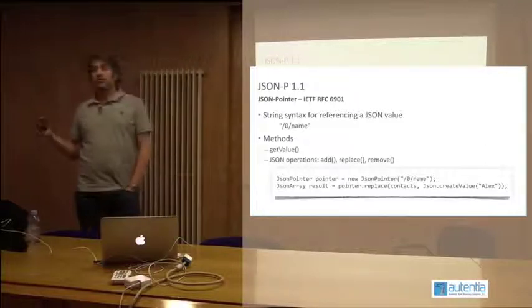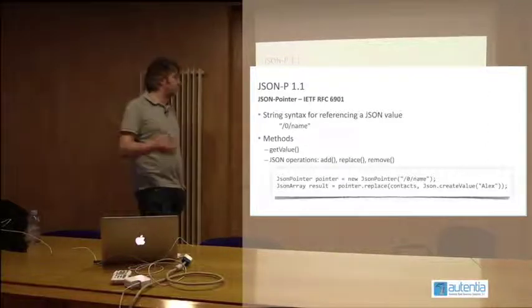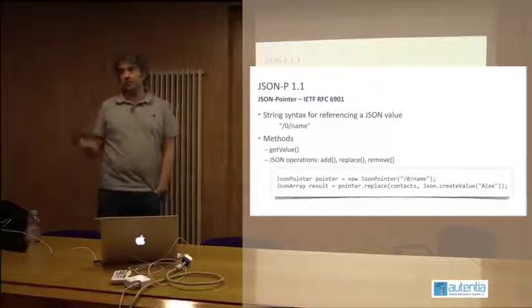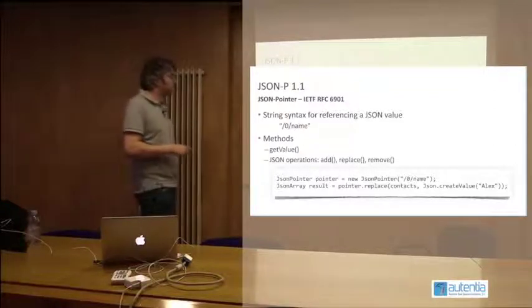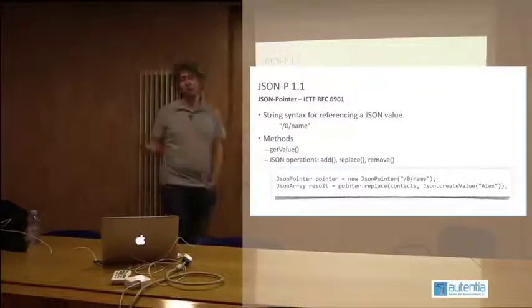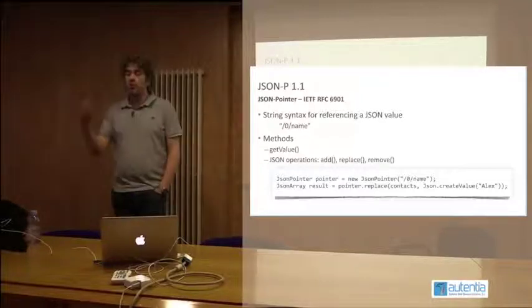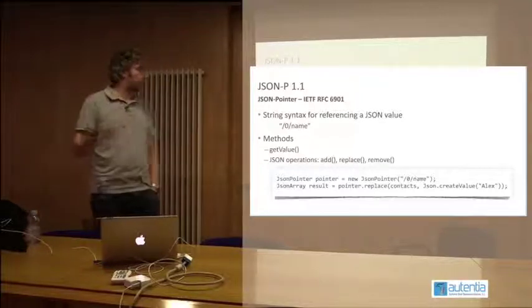Now, something that we have to keep in mind: the JSON API deals with immutable objects. So what we will get in return here is a new JSON array. So we won't touch the original JSON array. We will get a new one.